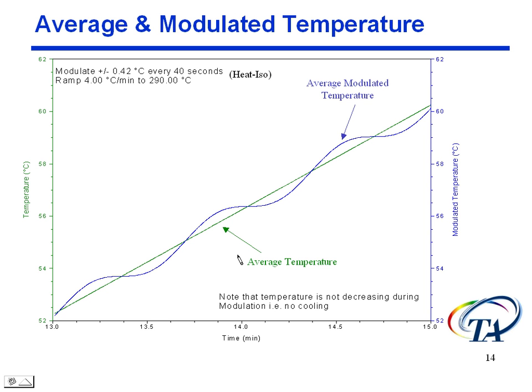Now when we set up a run in a modulated DSC, we have a period, we have an amplitude, and we have an average heating rate. In this case, here are our conditions. We're modulating plus or minus 0.42 degrees, so that's our amplitude, every 40 seconds, that's our period, and then we're ramping 4 degrees a minute up to 290. So this is our average heating rate.